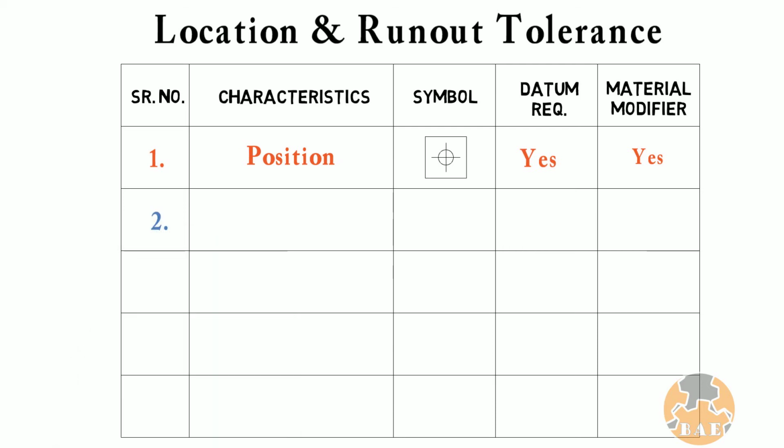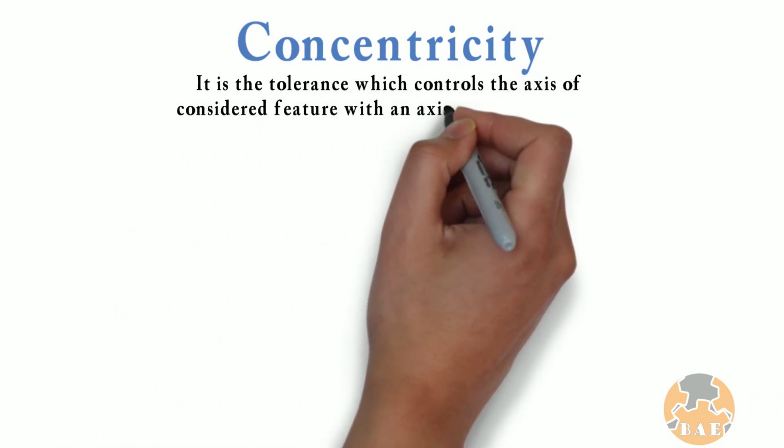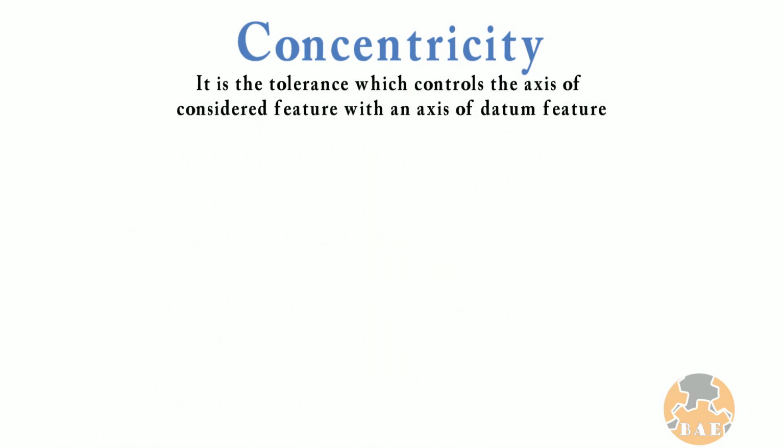Our next term is concentricity. Concentricity is the tolerance which controls the axis of the considered feature with the axis of the datum feature. It is a very complex tolerance. That's why most people prefer not to use concentricity. We show concentricity with two concentric circles like this.